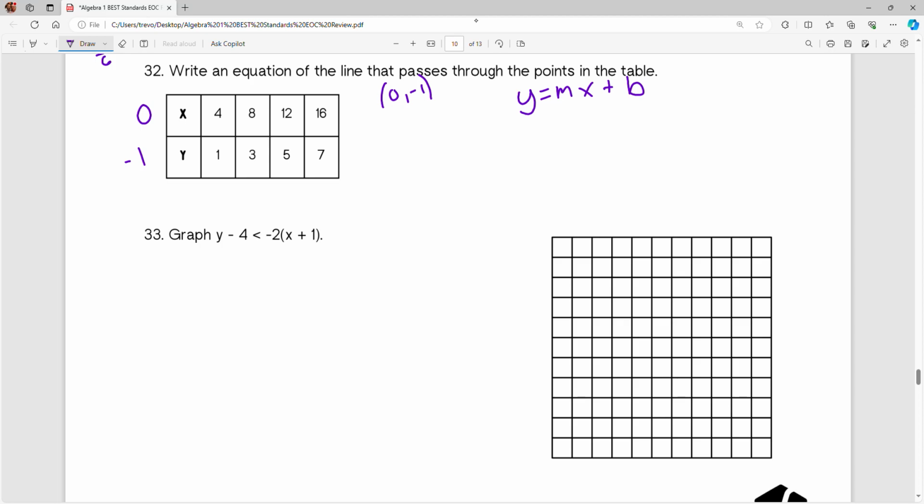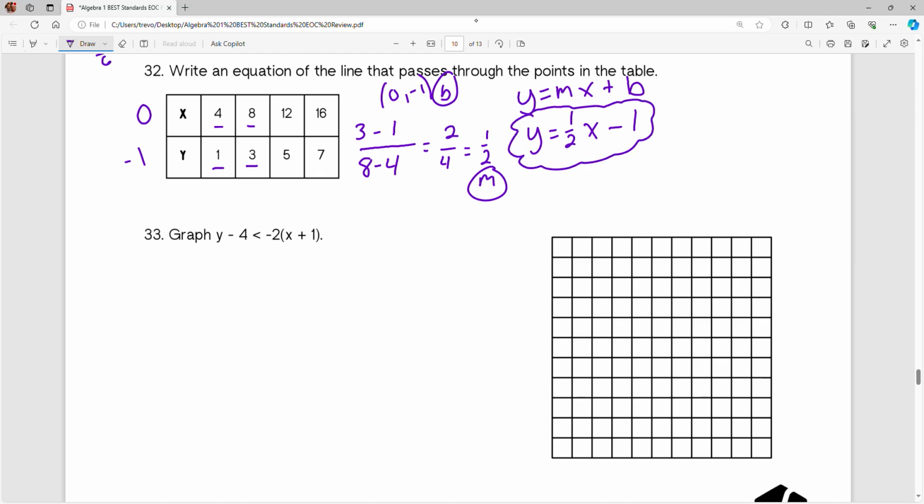And the slope, I can see: change in y over change in x. So if I pick these y's, 3 and 1, so 3 minus 1, then I have to pick the corresponding x values: 8 minus 4. 3 minus 1 is 2, and 8 minus 4 is 4. So my slope is a half. My y-intercept is negative 1, so I can plug those in for m and b into my equation. So y equals, instead of m, I'm going to write a half x, and instead of b, I'm going to write negative 1, so I lied, not plus, minus 1. And I've got my equation.